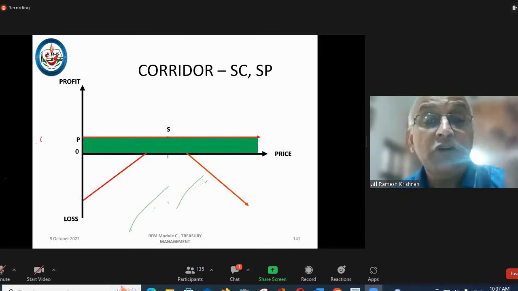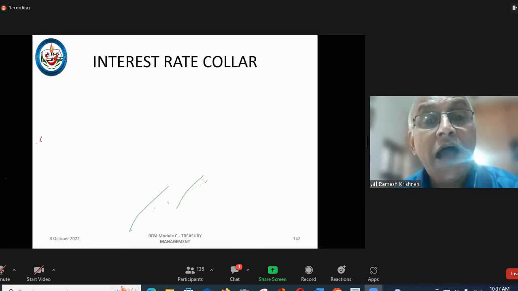This is just to give you a flavor of what all you can do with options, that's all. So don't think that this should come in the examination. I am not saying that, but concept-wise, the possibilities that open up through options, that is what you should understand. Now, how an interest rate collar can be bought.